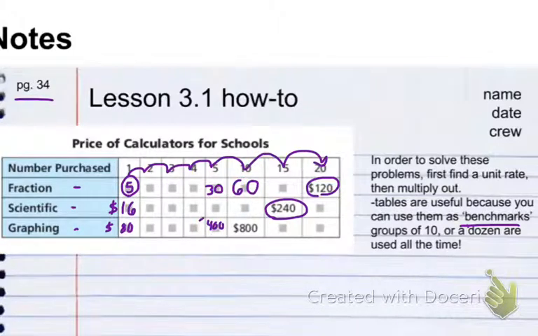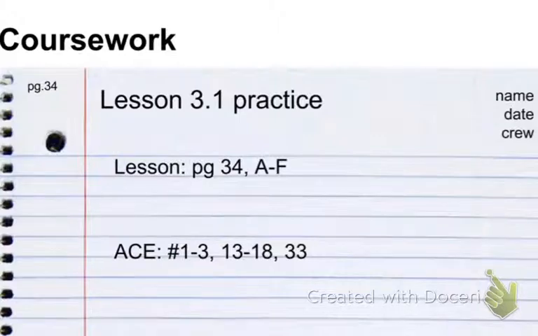Our homework, or I should say your coursework, your practice work for this lesson, starts on page 34, problems A through F. It's going to be ACE 1 through 3, 13 through 18, and 33. Have fun.